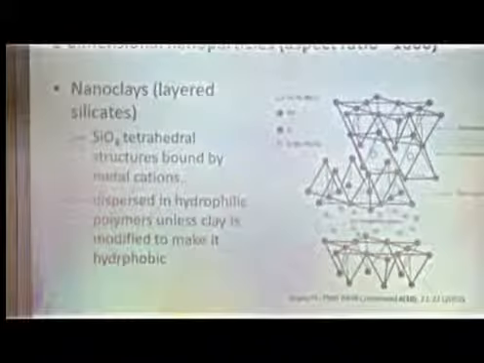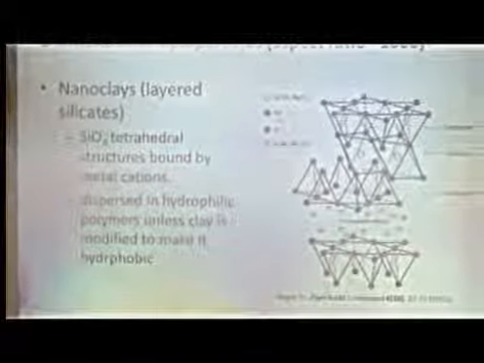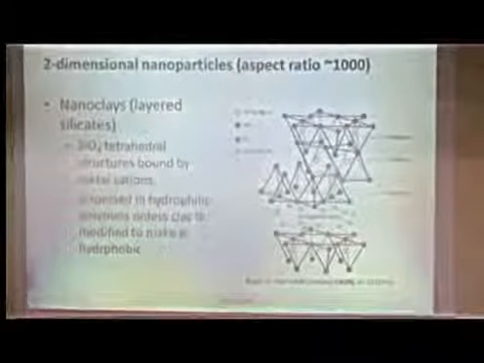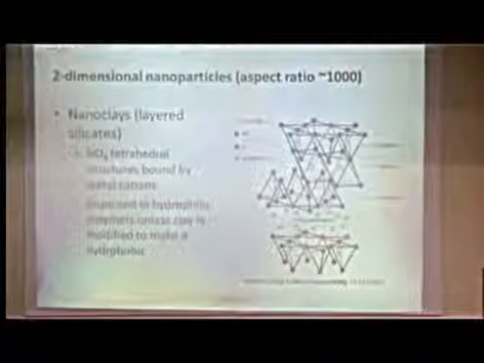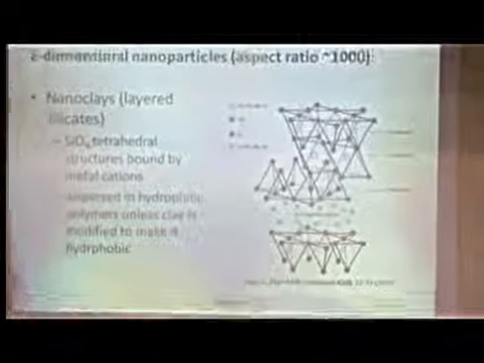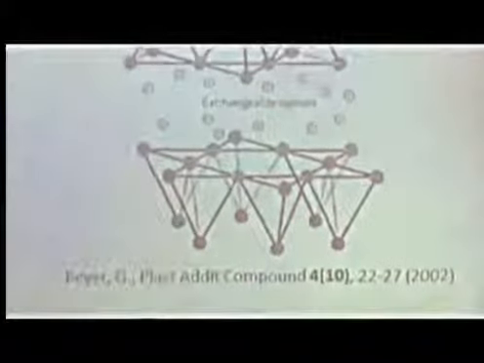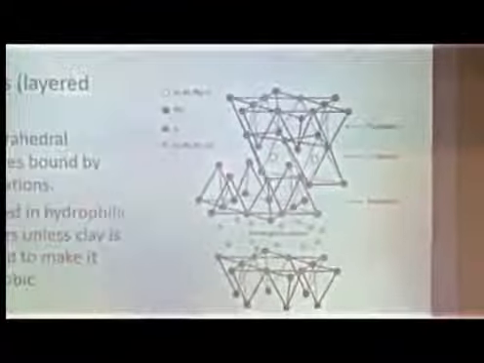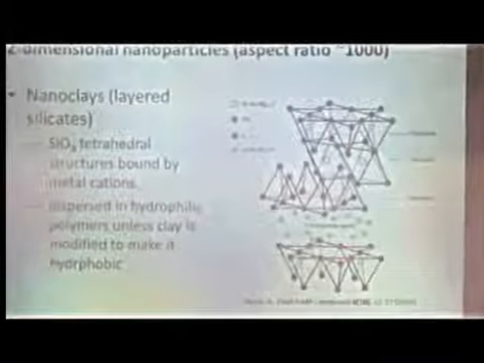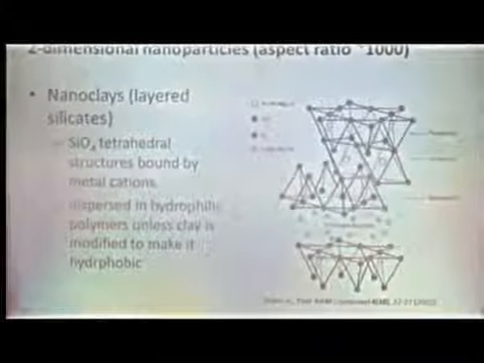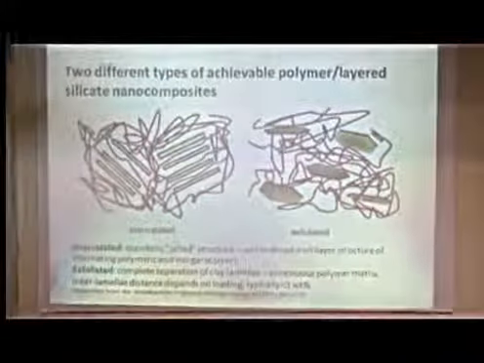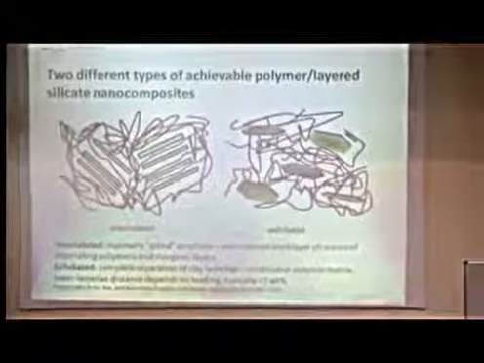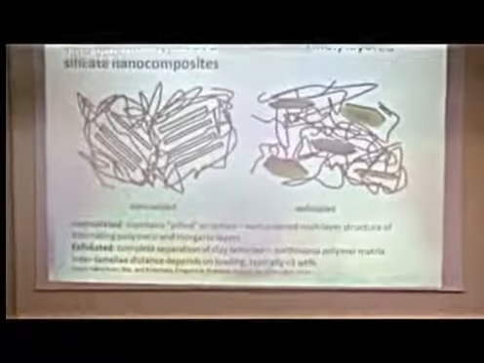If we move to two-dimensional nanoparticles, these are often called nanoclays, and I couldn't find a very good diagram of these, but essentially we form these SiO4 tetrahedral structures, and these are normally bound together with metal cations, and so they can be dispersed quite easily in hydrophilic polymers, unless the clay is made to be hydrophobic. And you can see that there are two obvious ways of doing this. One's called intercalated and one's called exfoliated.